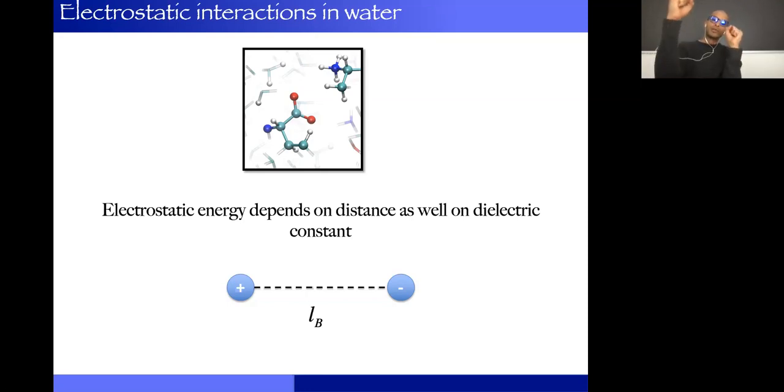So I have two charges, and the electrostatic energy, of course, depends on the distance and on the effective dielectric constant. A very useful way of understanding how these electrostatic interactions change as a function of the dielectric medium is through something known as the Bjerrum length. The Bjerrum length is the length at which electrostatic energies get much larger than thermal energy.